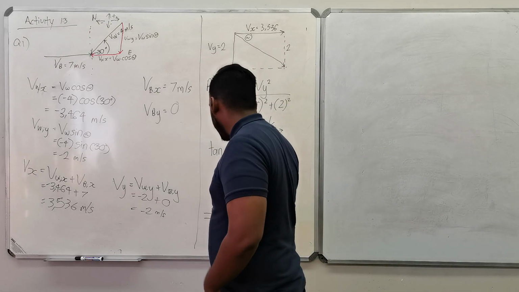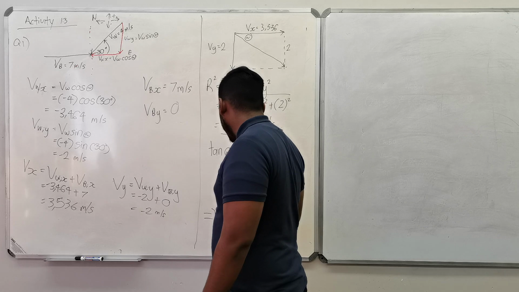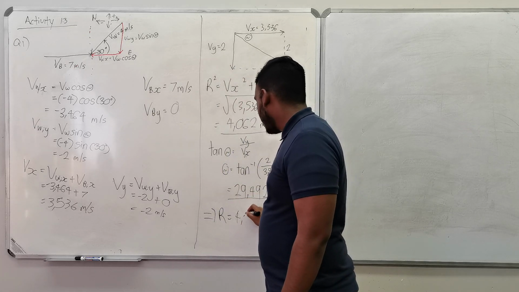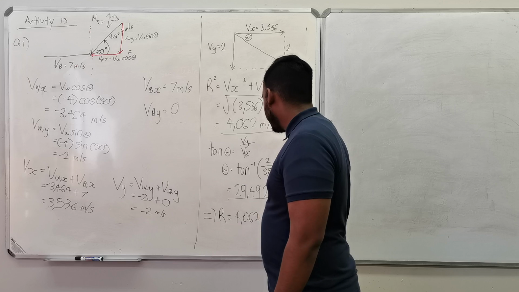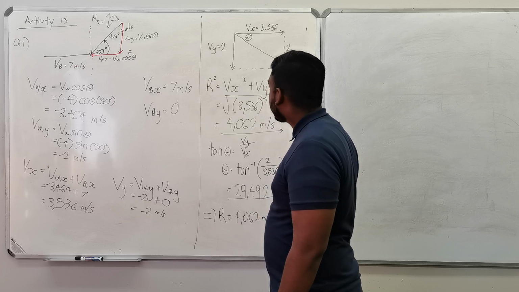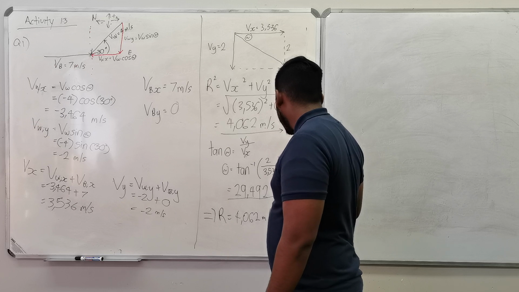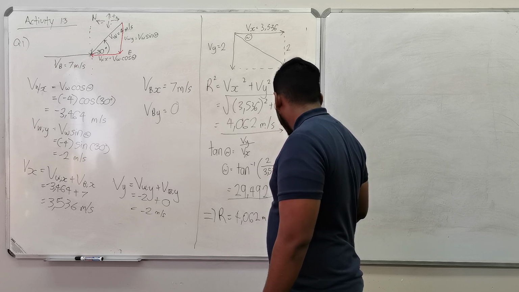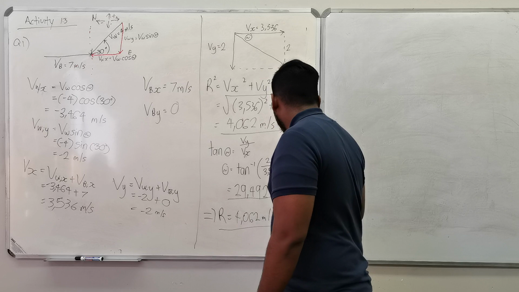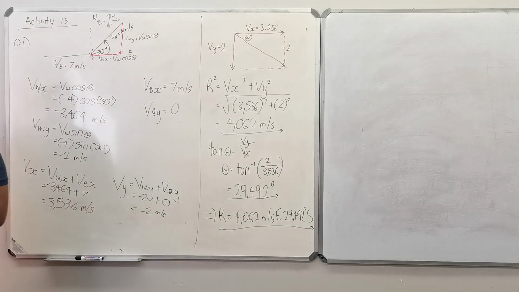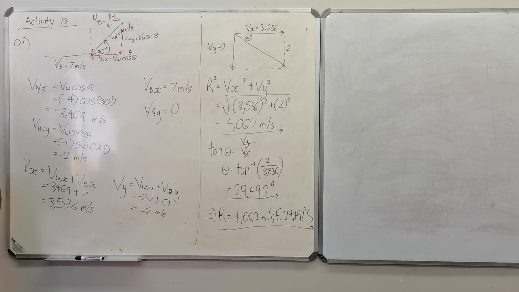So you see your resultant, you write: resultant is equal to 4.062 meters per second east, 29.92 degrees south. But if you look in the textbook, they said southwest. I think they made an error, because if you think about it, it doesn't make sense.